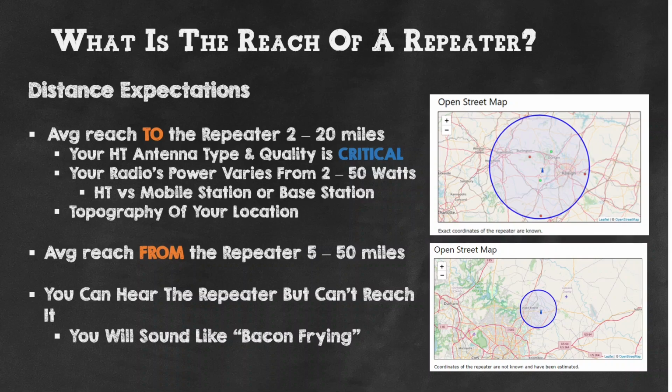If you can hear the repeater but are having trouble reaching it, you may sound like bacon, or bacon frying. People will come back and say, oh, you're coming across as bacon. What they mean is it's crackling. It's not uncommon: transmitting to the repeater is a different story, but from the repeater they hear it perfectly clear, and you just sound like bacon. If that happens, a couple of things: get a better antenna, or just change your location.